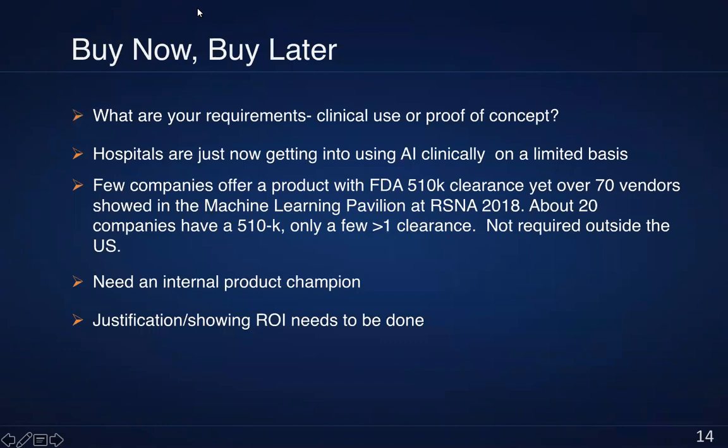First is you need an internal product champion, somebody who is willing to go up to the wall and sit back and say, I want it, I need it, and it's good. You need to have some kind of justification showing a return on investment, because if it's not going to at least pay for itself, if not generate revenue, you're going to have a really hard time getting it passed through the chief financial officer.